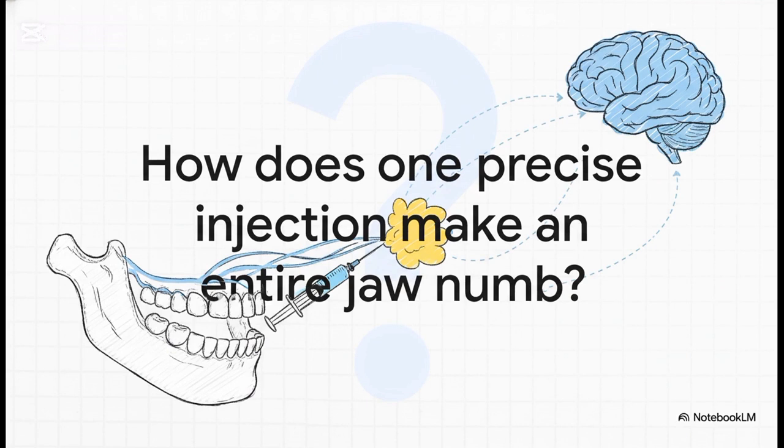Have you ever stopped to think about it? How can one tiny, well-placed injection make a whole section of someone's jaw go completely numb? It almost feels like a magic trick, doesn't it? Well, it's not magic. It's a masterful blend of science and art, specifically a deep understanding of neuroanatomy. It all comes down to knowing exactly where the nerves are and how to safely get the anesthetic solution right to them. We're going to pull back the curtain and break down exactly how it's done.